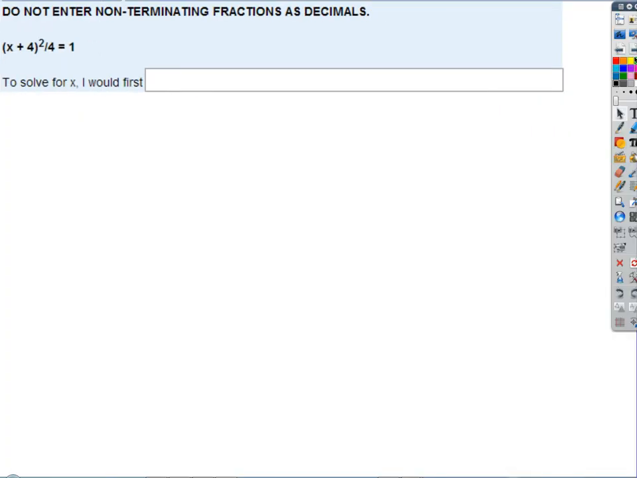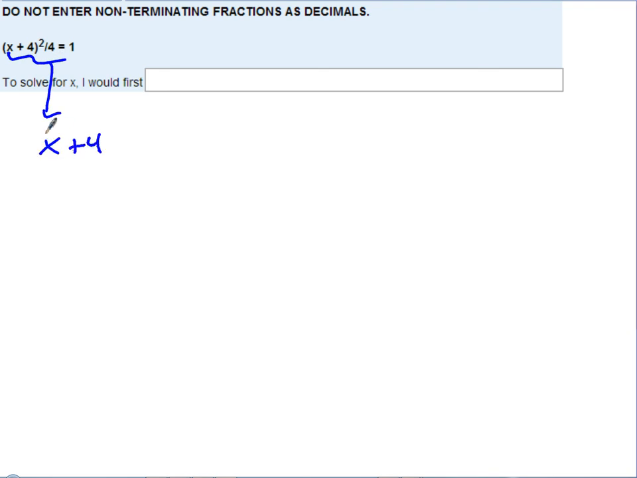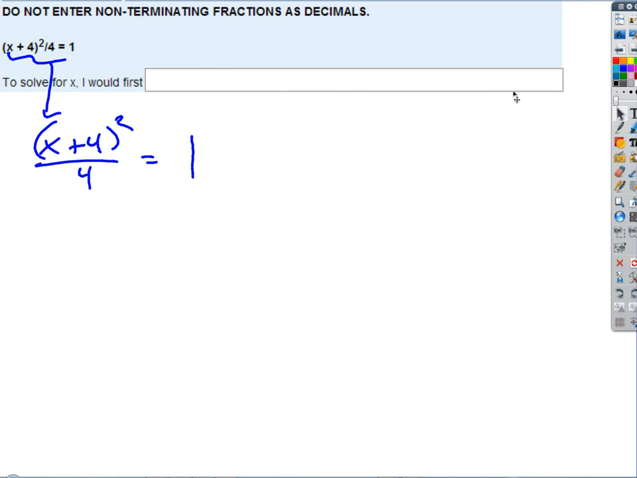Multiply by 4. Yeah, good. And it might help once again to write this as a fraction bar. I would strongly encourage you to do that when you're writing this down in your notebook or on a piece of scratch paper when you're actually doing the work. Rewrite this whole thing as the quantity x plus 4 squared all divided by 4 equals 1. Now it's really obvious that we've got to multiply by 4, isn't it? Because we're trying to isolate x here, right?